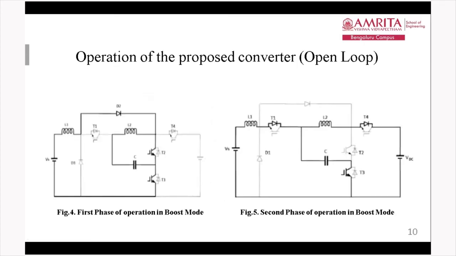So in the first phase, in open loop boost mode, when T2 is on, energy transfers from the battery to L1 and from the capacitor to L2. And when switch T2 is off, energy stored in inductor L1 will be transferred to the capacitor, and from inductor L2 it will be transferred to the load.